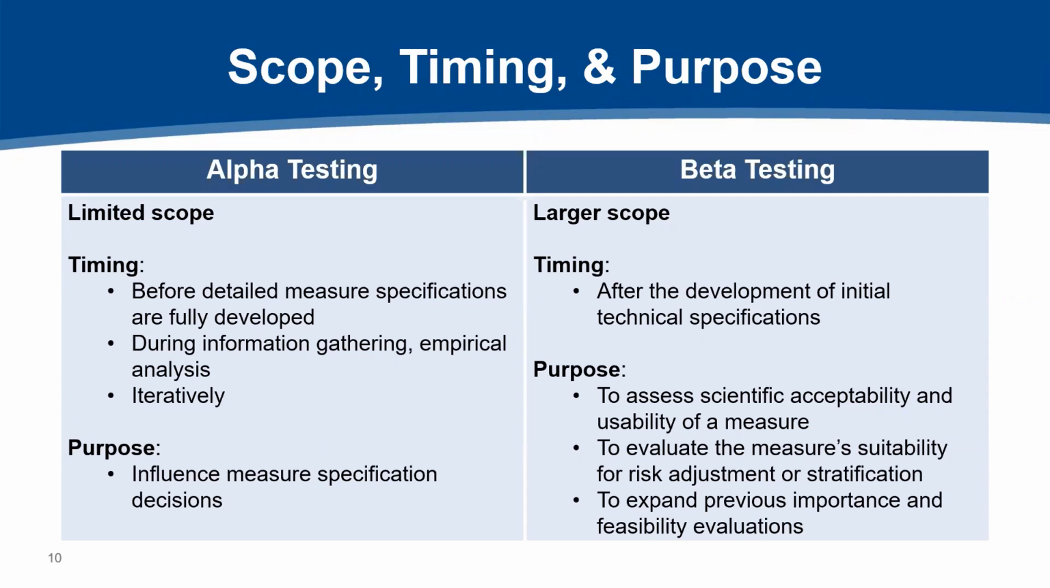We've also listed some of the key purposes of beta testing on the slide. So through beta testing, that's where you assess scientific acceptability. So that's reliability and validity, and the usability of the measure. You'll evaluate the measure's suitability for risk adjustment or stratification, and you'll expand upon previous importance and feasibility evaluations that you conducted during alpha testing. Next slide.